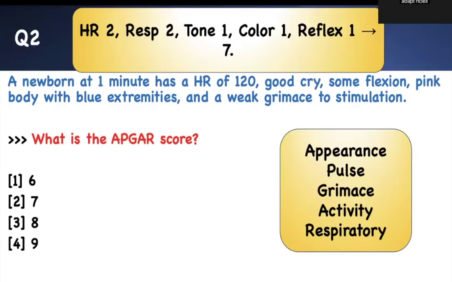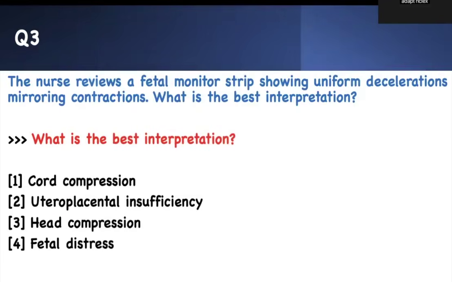In the process, what do we have? 2, 2, 1, 1, 1. Therefore, we have 7 as the APGAR score. You got to master this. 10 is the best you can get. If you get anything less than 6, we're going to repeat it again in 5 minutes until you keep on getting normal. That's the concept.